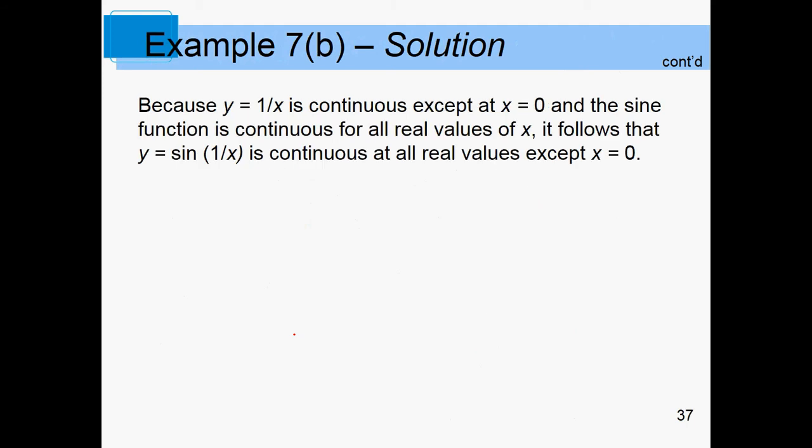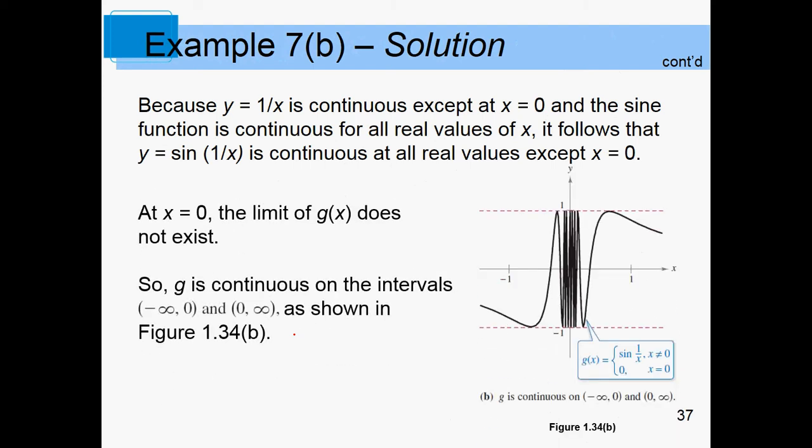All right, what about 1 over x? We know that 1 over x is continuous everywhere except at x equals 0. Okay? We're talking about sine of 1 over x. So since 1 over x is undefined at x equals 0, then the sine function is continuous for all real values of x except at x equals 0. Graphing it looks like this.